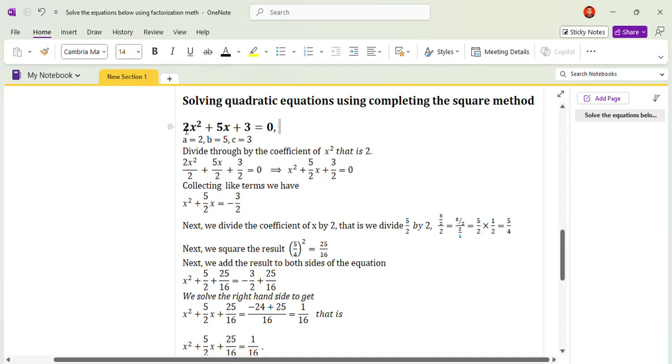So we divide through. That will give us 2x squared divided by 2 plus 5x divided by 2 plus 3 divided by 2 equals 0 divided by 2. Okay, that should be equal to 0.